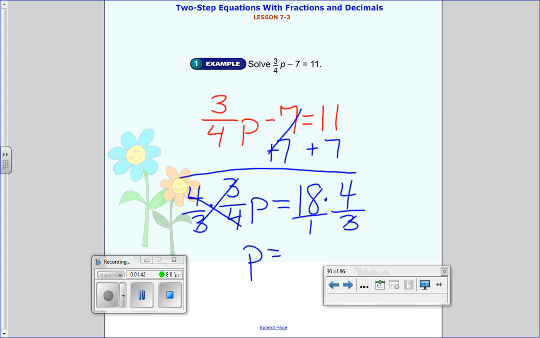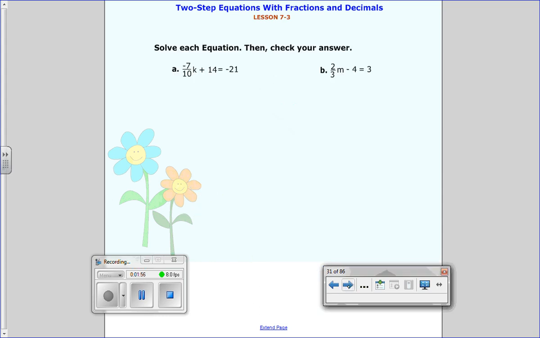All right, and I'm going to simplify before I multiply. Let's see, 18 and 3 are across from each other, and 3 goes into both. So I'm left with 24 over 1, which is just 24. There we go. And look at that, I have two problems for you to do now. For a, we have -7/10 times k plus 14 is -21. And then for b, we have 2/3 m minus 4 is 3. What I'd like you to do is go ahead and do these problems, and when you're all done, go ahead and check your answer. All right, so go ahead and pause me now.